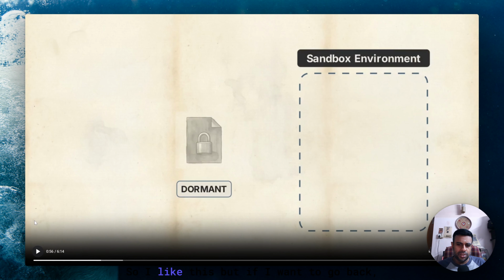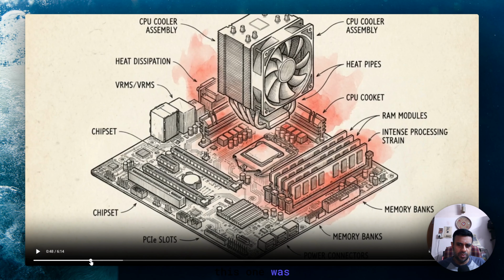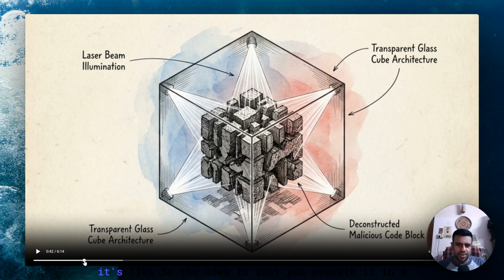Plus, dynamic analysis... So I like this, but if I want to go back, this one was very funny to look at. The idea is that you execute it in a sandbox environment, which is not connected to the internet or has very limited access. So this tries to convey that, but I don't know why it brought in things like laser beam illumination or transparent glass, and made it look isolated in this way. And what does it mean by a deconstructed malicious code block? So far it's been good, but this one, I think, was not the best representation or illustration.